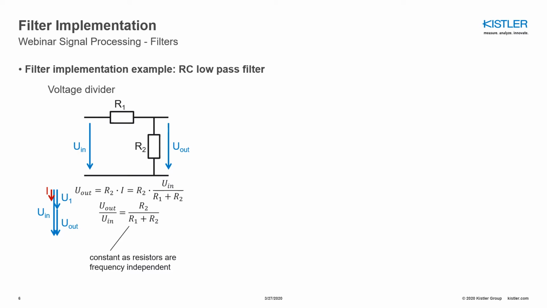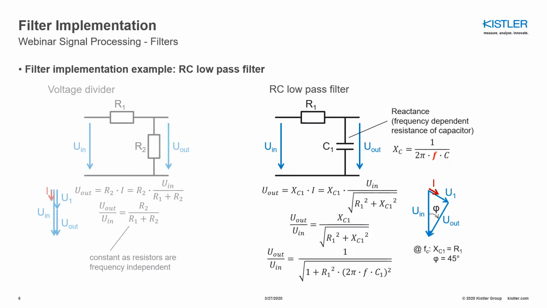But if I want to build a filter, I somehow need to be able to make the output voltage frequency dependent. So how can I do this? I can do this by replacing resistor R2 with a capacitor C1. The resistance of this capacitor is defined as Xc, the so-called reactance. The reactance of this capacitor is 1 divided by 2 times pi times the frequency times the capacitance. And as you can see from the formula, the reactance or the resistance of this capacitor is frequency dependent.